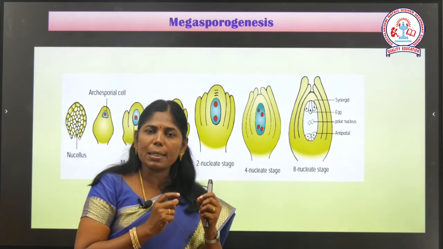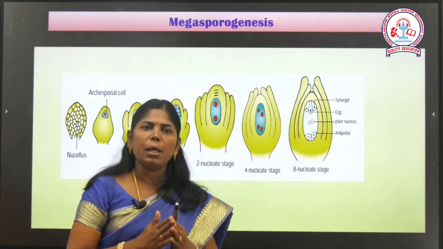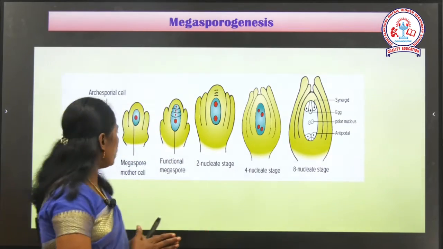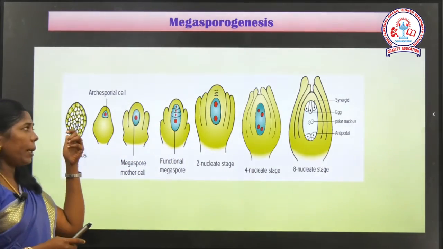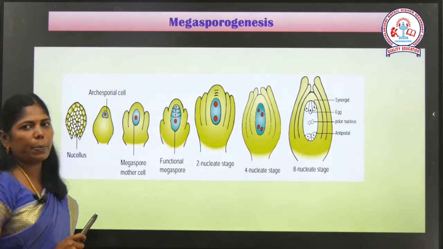The nucellus also consists of hypodermal cells, as we already studied in microsporogenesis. A hypodermal cell initiates the formation of microspores. Here also, the nucellus consists of hypodermal cells, and the hypodermal cells act as the archesporial cell.